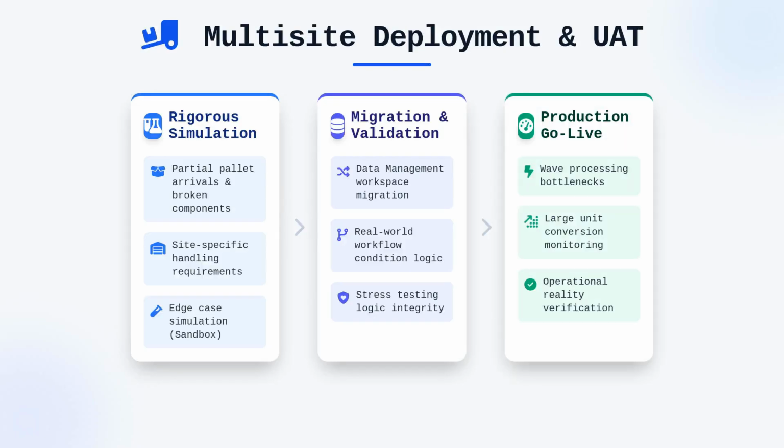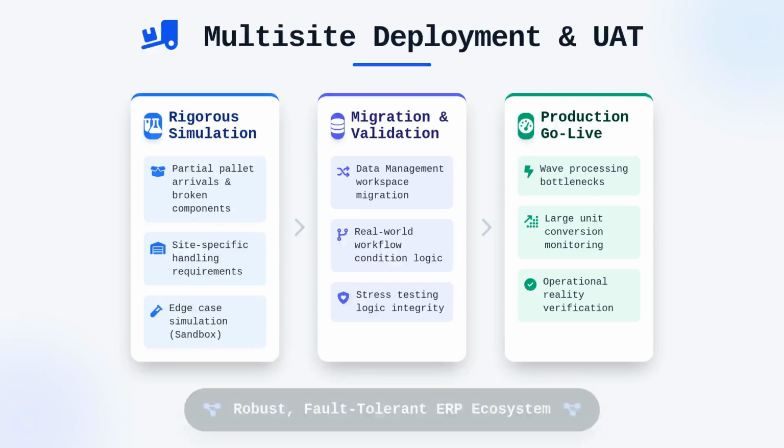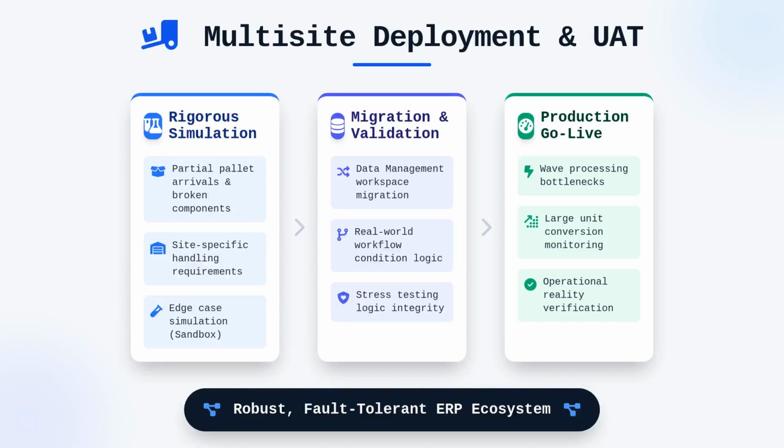When moving these configurations into production, monitoring for performance bottlenecks, particularly regarding how the system handles large unit conversions during wave processing, is an essential task. A robust, fault-tolerant enterprise resource planning ecosystem is achieved only when these configurations are verified against both technical constraints and the operational realities of the shop floor.